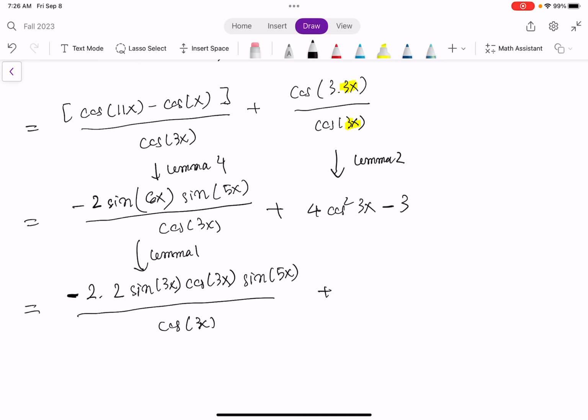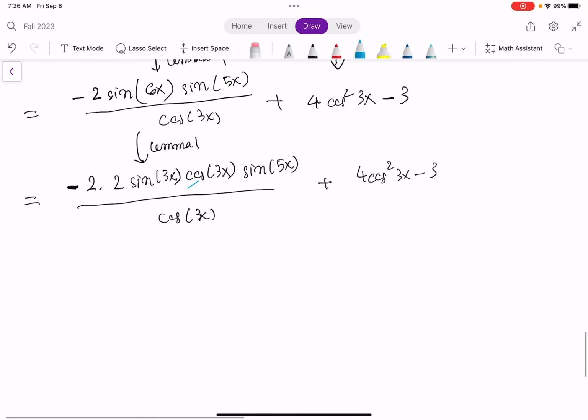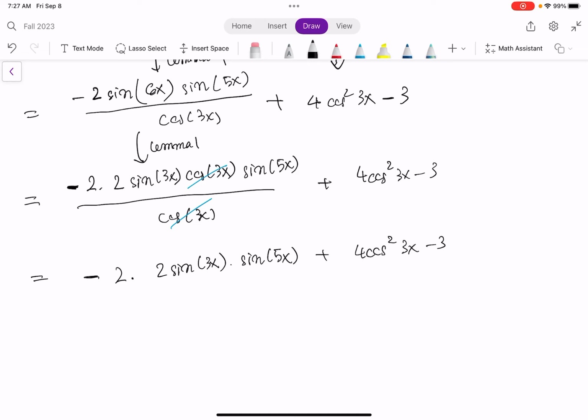And this, the term on the right, we still rewrite the same. So 4 cosine square of 3x minus 3. And yes, we have canceled the cos 3x. So we get negative 2 times 2 sine 3x times sine 5x plus 4 cosine square of 3x minus 3. You notice how I didn't multiply negative 2 with 2 to get negative 4, because I know this form is more useful, and you see why in a minute.